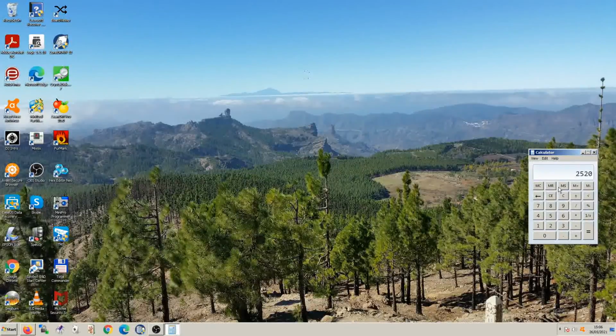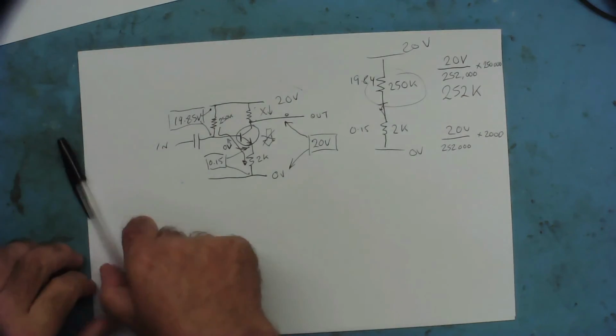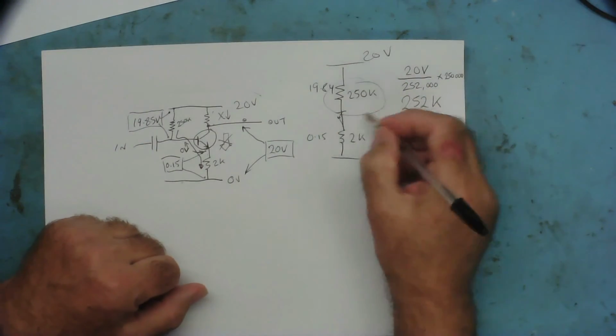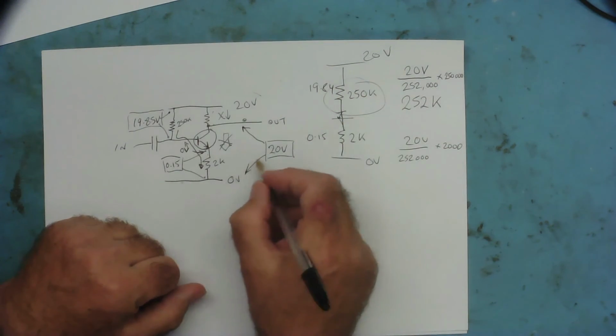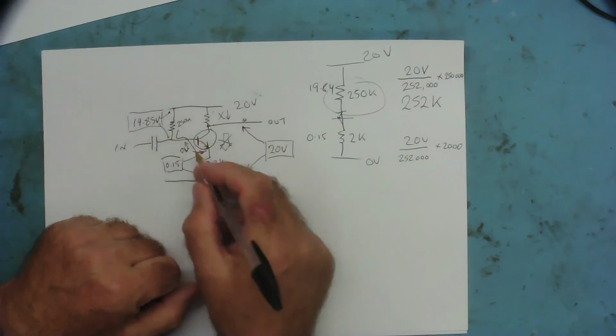So we have 252,000. Sorry, clear that. Get ahead of myself. We have 20 volts divided by 252,000, yeah, times 2,000, the little resistor. 0.158. So that's what we've got. That's what the voltages are, yeah? Let's go back to the desktop again. There we go. So that mathematics just proved that we'd have 19.84 volts here and 0.15 volts here, yeah? Which is exactly what we read in here. 19.85, it's close enough, yeah?